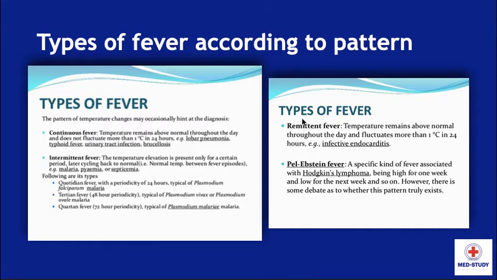Now, continuing with type of fever, there is remittent fever, where the temperature remains above normal throughout the day and fluctuates more than 1 degree Celsius in 24 hours, as seen in infective endocarditis. There is a special variant of fever called Pel-Ebstein fever, which is a specific kind of fever associated with Hodgkin's lymphoma, being high for 1 week and low for the next week, and so on. However, there is some debate as to whether this pattern truly exists.